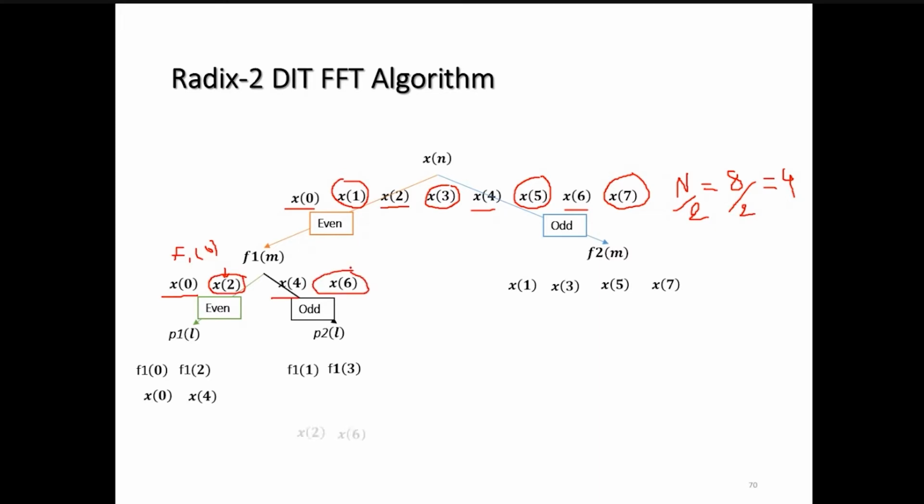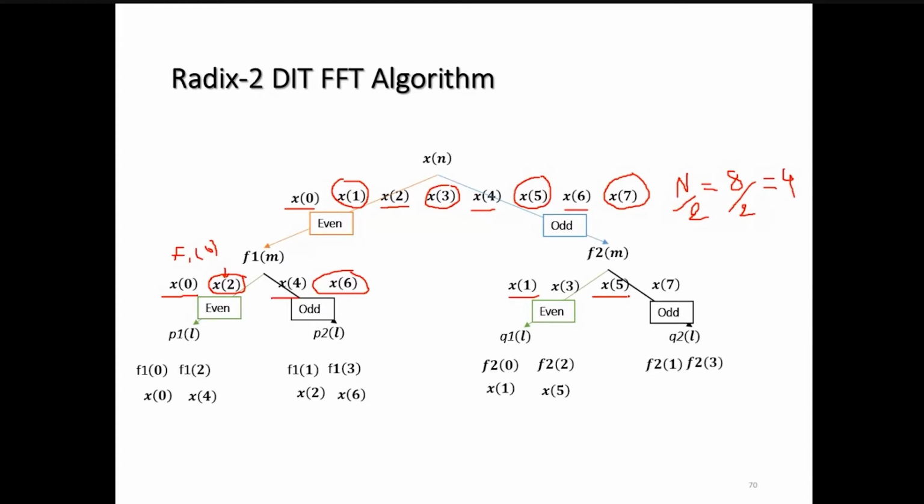So now you are splitting this into x2 and x6. Similar way we can split the f2m and we obtain the q1l, which is nothing but f20, f22, which are nothing but x1 and x5 terms, even terms. And again we split it into the odd terms where you are getting q2l, which is nothing but f21 and f23, which are here x3 and x7.